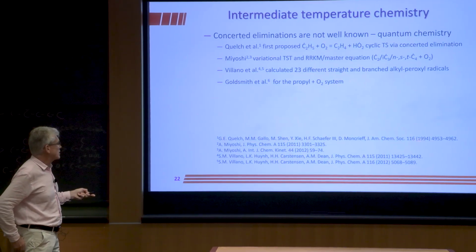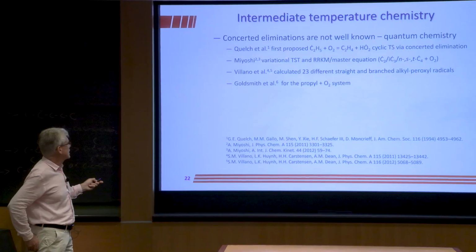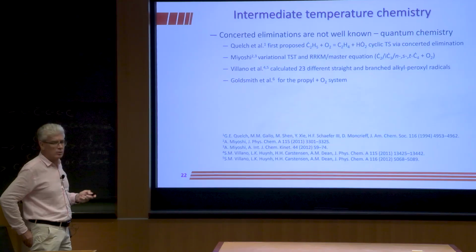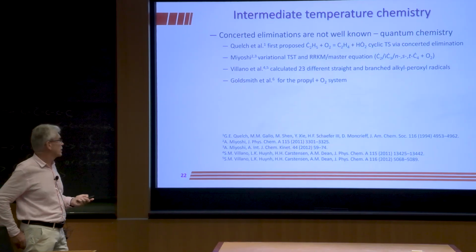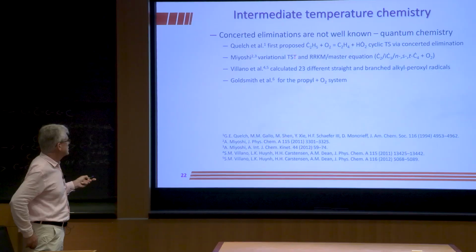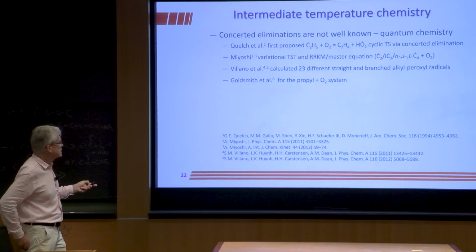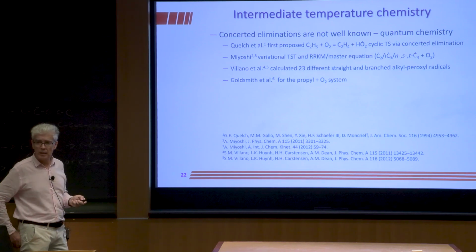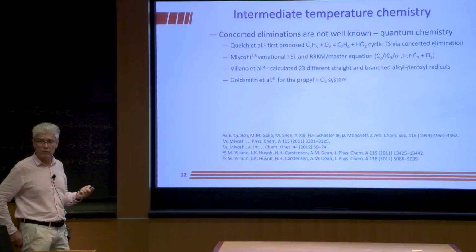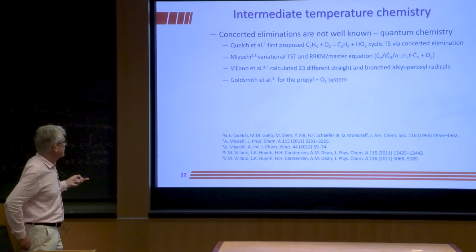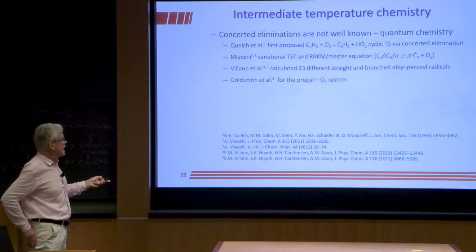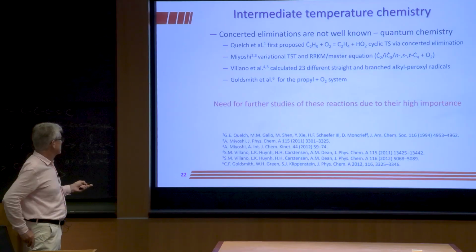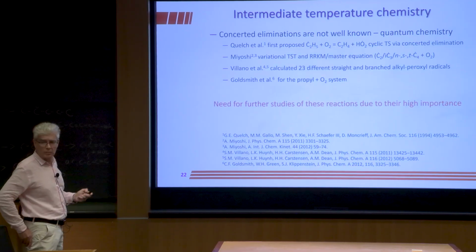The first calculations of it were actually in the mid-90s by Quelch et al. They first proposed that ethyl plus O2 giving you ethylene plus HO2 had a cyclic transition state. Then Miyoshi used variational transition state theory and RRK and master equation analysis to look at ethyl, isopropyl, n-, s-, and t-butyl plus O2 and calculate rate constants for the concerted elimination from those species. Then Villano calculated 23 different straight and branched chain alkyl peroxy radicals, and Franklin and Goldsmith, where is it? Okay, here, calculated the propyl plus O2 system.